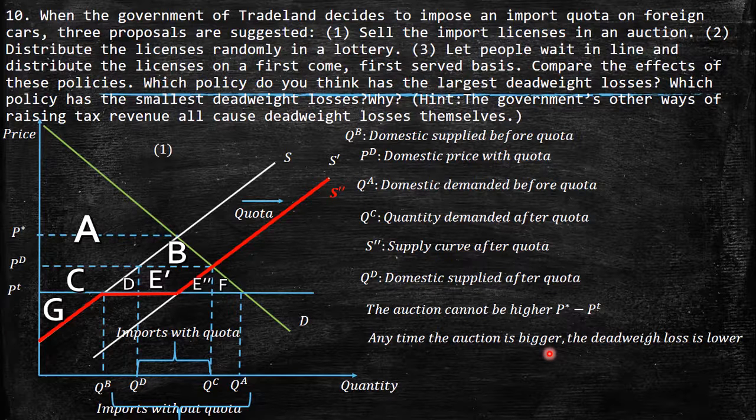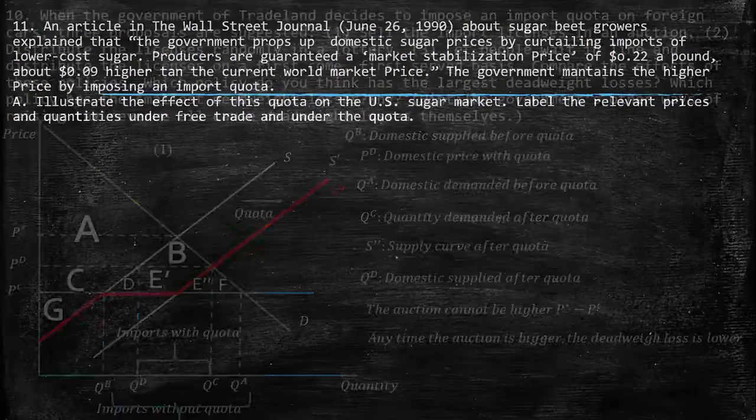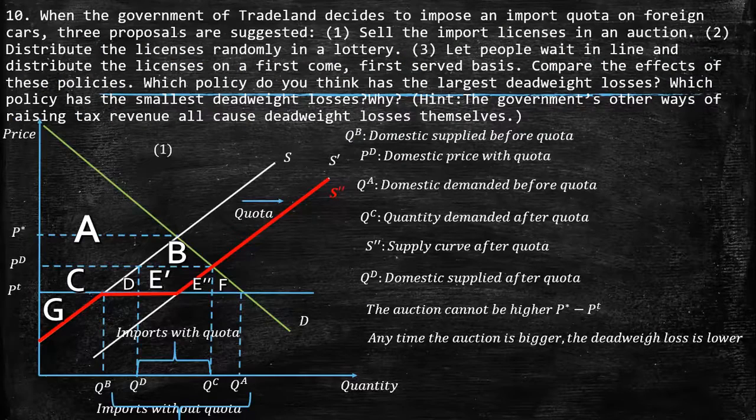So in this sense, the deadweight loss is going to be lower. Okay, so the second point is to distribute the licenses randomly in a lottery, as we have analyzed before. So there is no price used, it's random. You provide the right to import. So in this sense, the deadweight loss is going to be DNF.